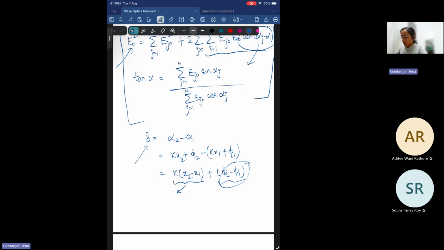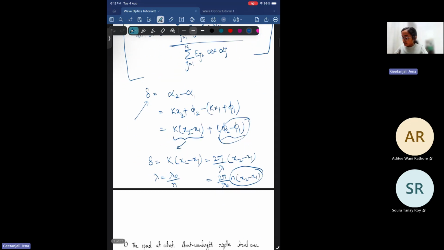Let's say the initial phase angle is 0, then the phase difference will be only the difference in path, kx2 minus kx1. So k, we know, is 2 pi over lambda, times x2 minus x1. And lambda we can write as lambda 0 by n, the free space wavelength divided by the refractive index. So 2 pi over lambda 0 times n x2 minus x1. This term n x2 minus x1 we define as the optical path difference.